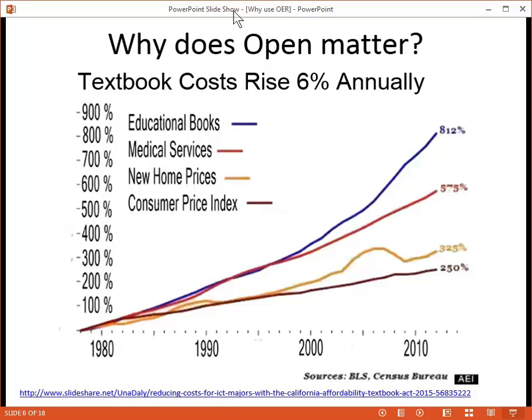And so cost is a very important factor when looking at open resources. However, it is not the only factor, and at the end of the presentation, I'll talk about some other advantages that open has.